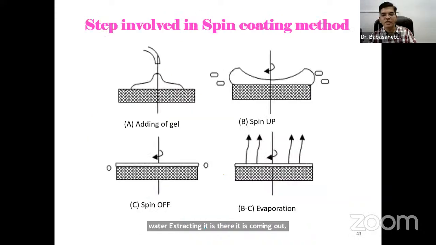These are the four steps in the process: adding of the gel, spin up process, evaporation, and spin off process.